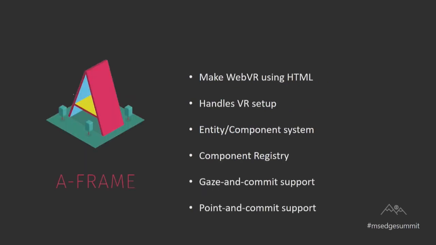A-Frame allows you to make a WebVR experience using just HTML. The library, once again, handles all VR setup for you. All you need to do is add entities with components, such as lights, meshes, etc., to those. If the inbuilt components don't quite do what you need, there's also a component registry where the community has uploaded their own, adding extra functionality. A-Frame has full gaze and commit support for our Windows Mixed Reality headsets, as well as full point and commit support for the Windows motion controllers as well.